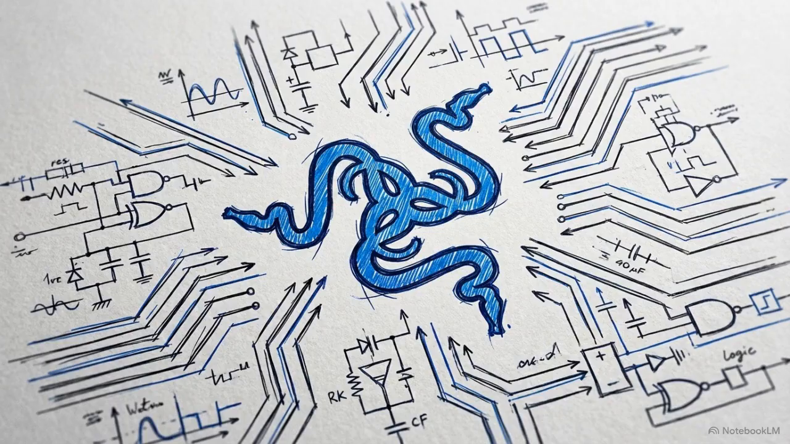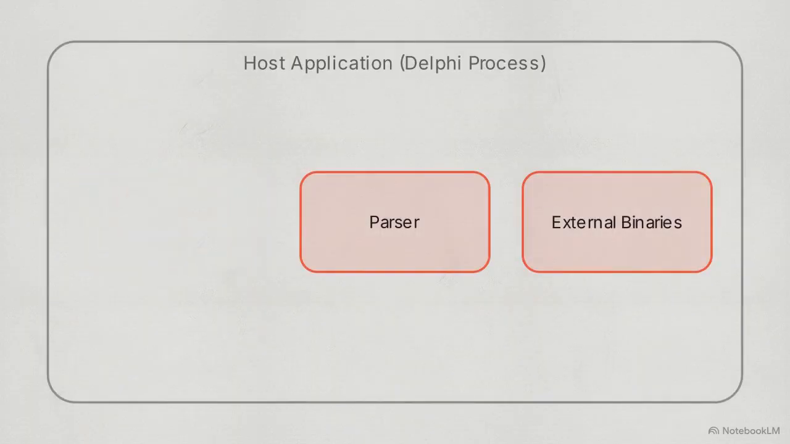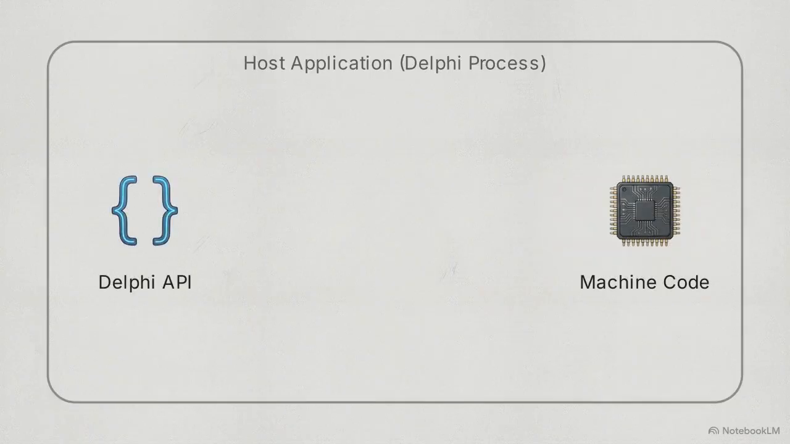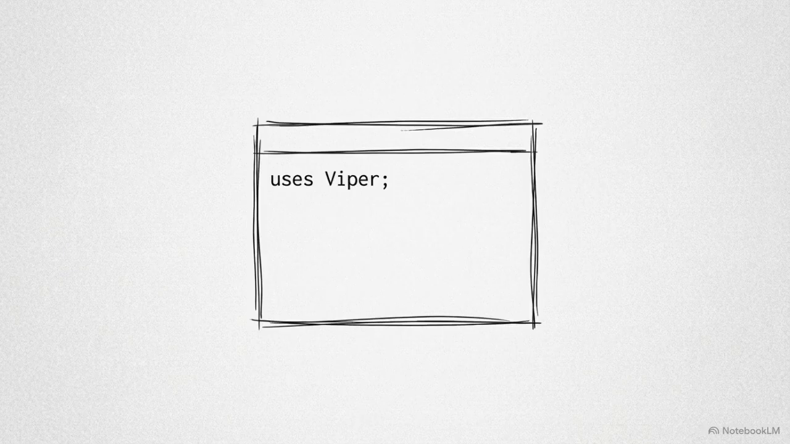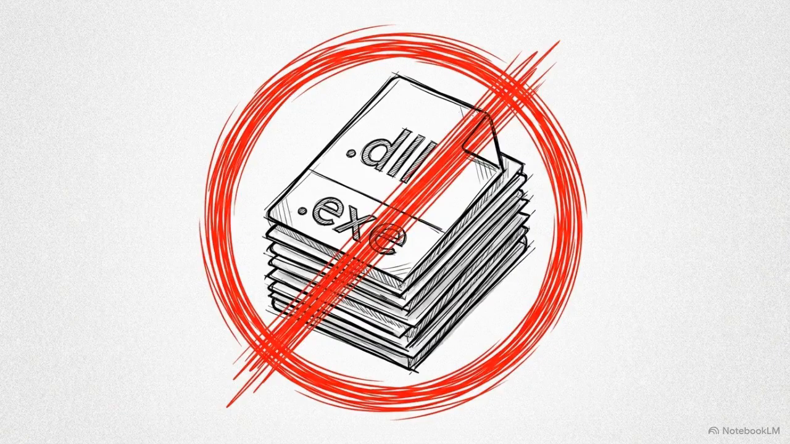Enter Viper. Viper is a dynamic, native Win64 runtime environment built entirely within Delphi. By removing the need for external linkers, parsing engines, or third-party binaries, an application can compile and execute raw machine code internally. The entire Viper toolchain is contained within a single uses Viper clause in a Delphi project. There are no external DLLs or separate compiler installations required.